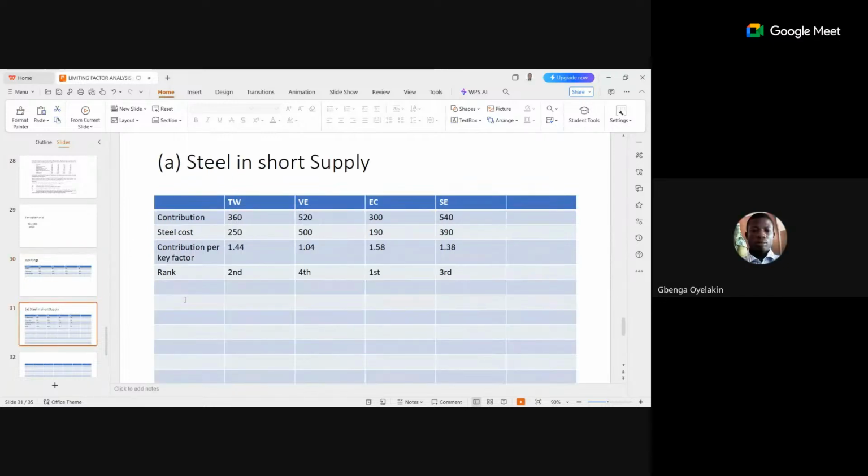Okay. Thank you very much, sir. Thank you. No problem, sir. So I have. Please, sir, give. Okay, sorry. What of this 1.44 contribution factor, 250 divided by what? By 360, sir. 360 divided by 250, sir. Okay.